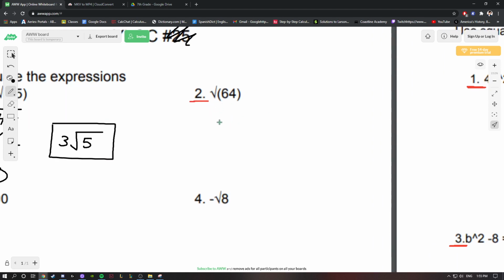Rad 64, or square root of 64 for number 2. And this one is a complete square, so that's just 8.